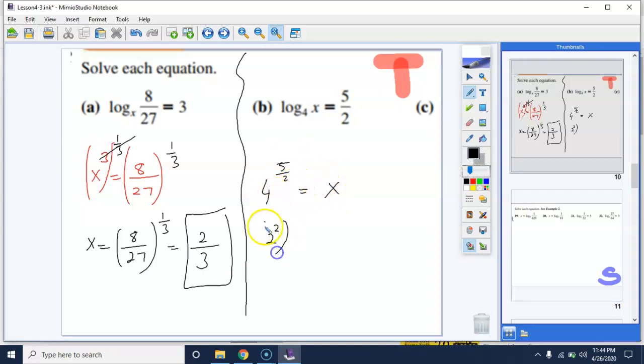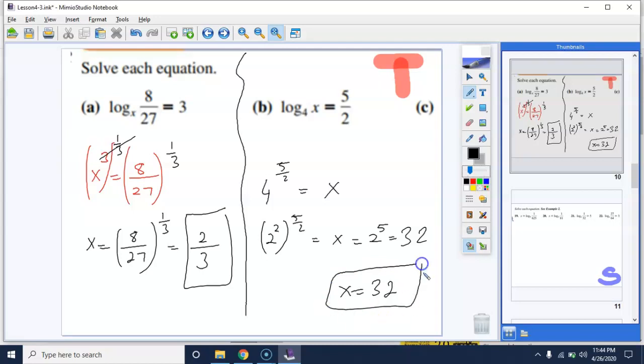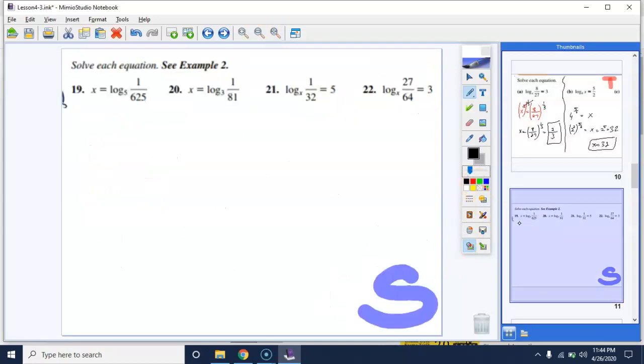4 was 2 squared, to the 5 over 2. And as you've seen, 2 exponent means multiply them. 2 times 5, 10 divided by 2 is 5. 2 to the 5th power, which is 2 times 2 times 2 times 2 times 2. It's going to be 32. x equals 32. That's my answer. And here, make sure guys you stop and try those examples, and then let's see what you got.